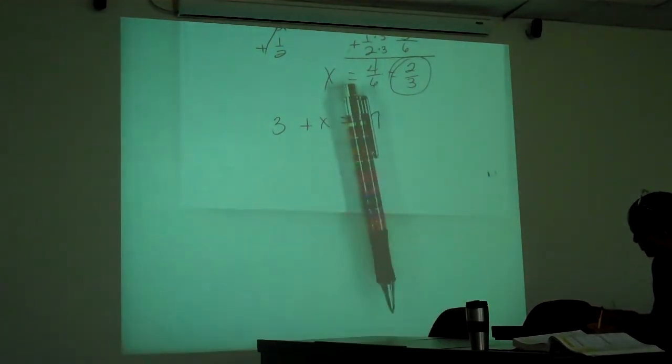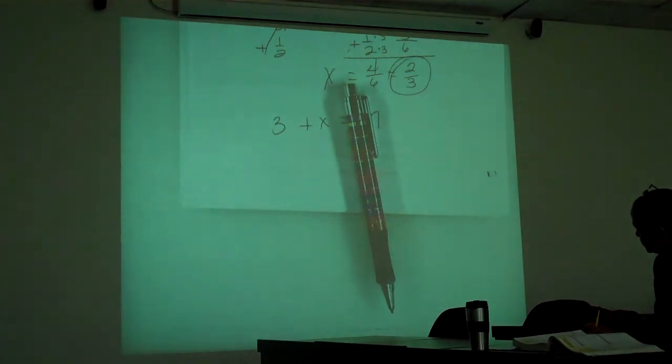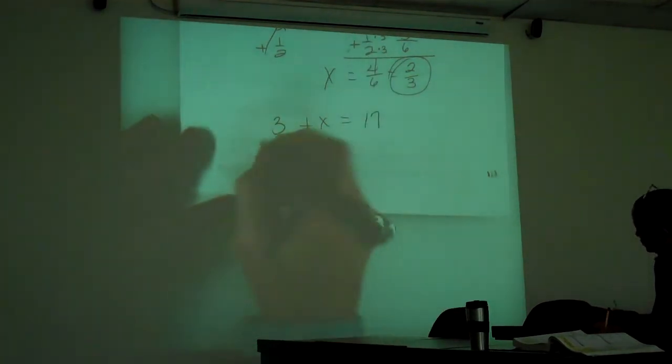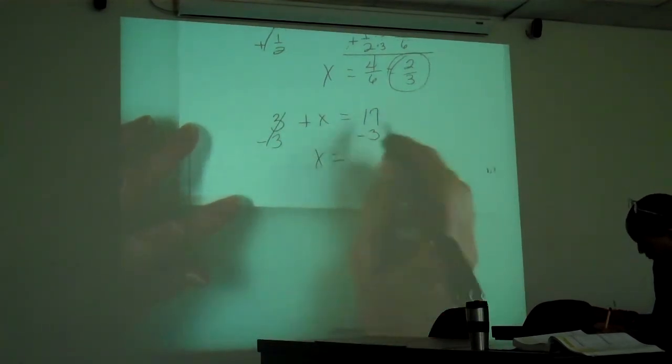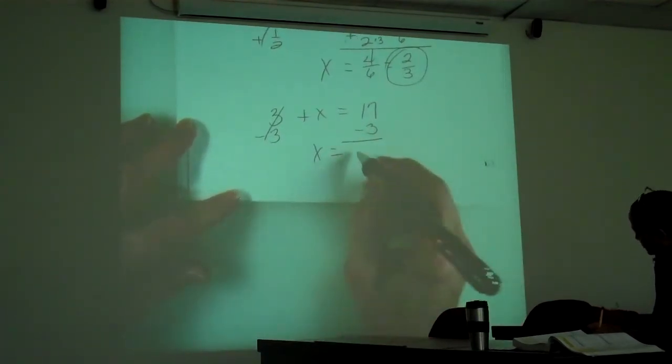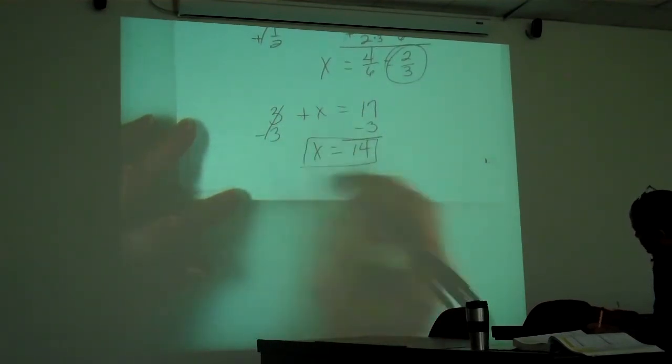Okay. Even though it's in front, think of it as the same as adding 3. This is a positive 3, so what are we going to do? Subtract 3. Right. 17 minus 3 is 14. 3 plus 14 is 17, so that would check out.